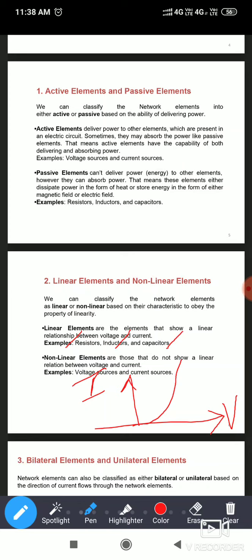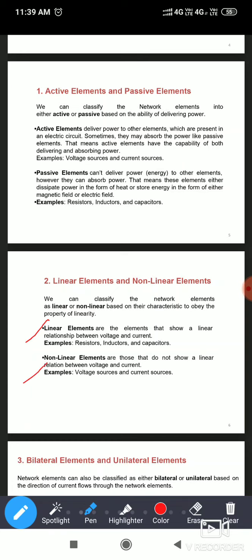It is not a straight line, even though it is passing through the origin, so it will be a curve. So this diode we cannot call linear. A diode is not a linear element, it is a non-linear element. Do you understand? The linear elements are those which show a linear relationship between voltage and current. And the opposite, non-linear elements, are those which do not show a linear relationship between voltage and current.